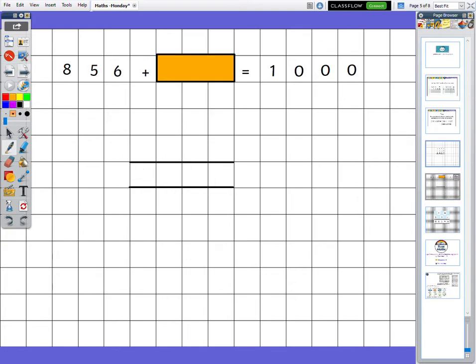Okay, so this is a question that you might see today when you are working on your maths. So it says 856 add something equals 1,000. What do you think you might have to do? Tell yourself now, what do you think you might have to do? Okay, you might have to do the inverse, okay?